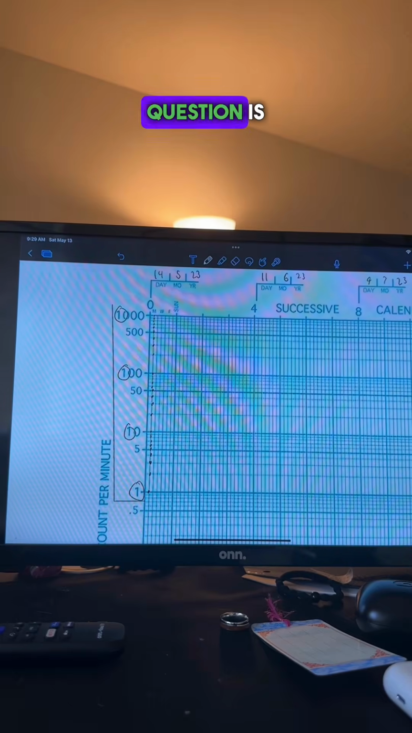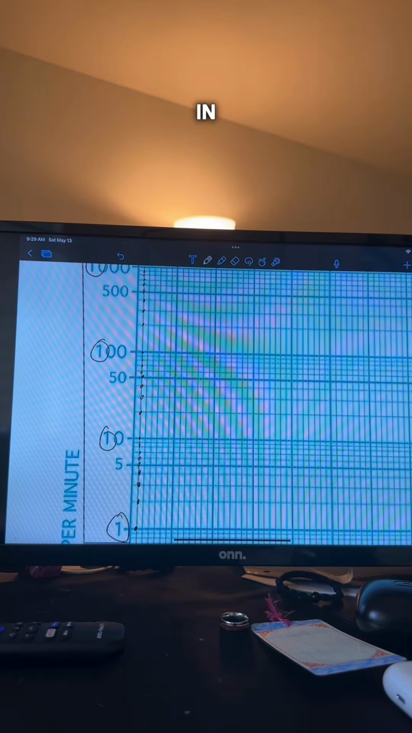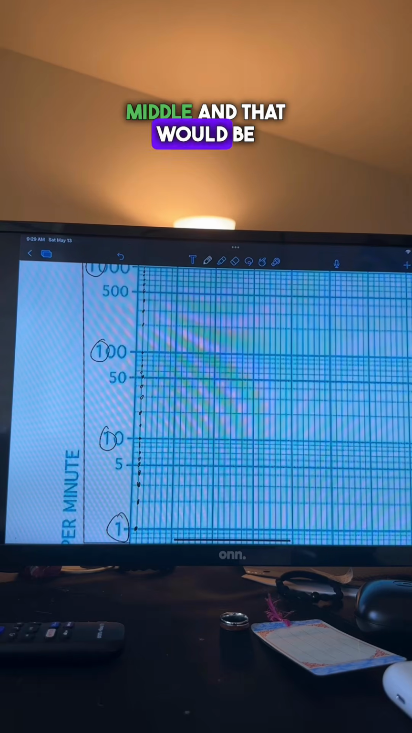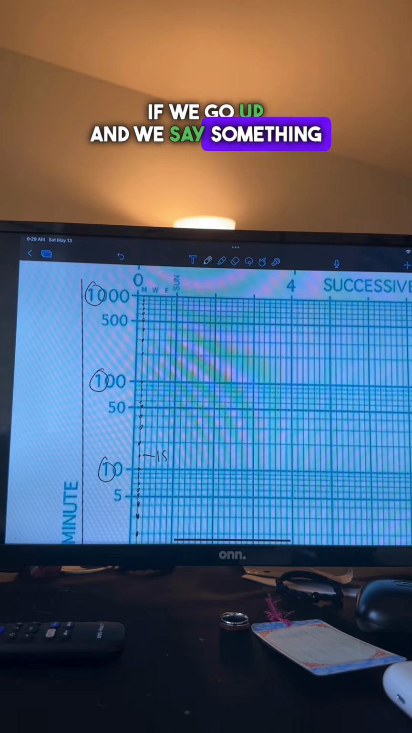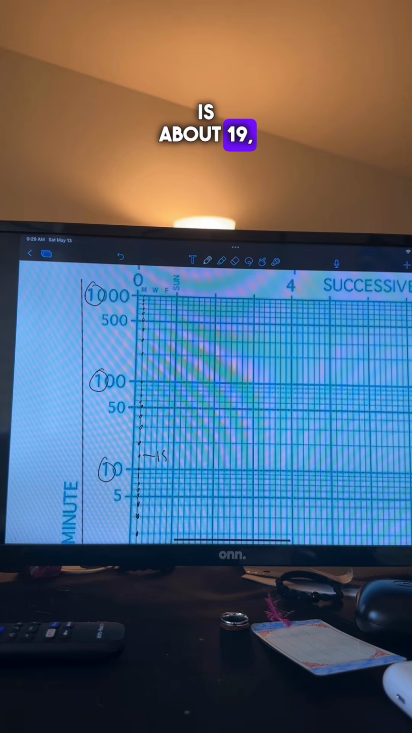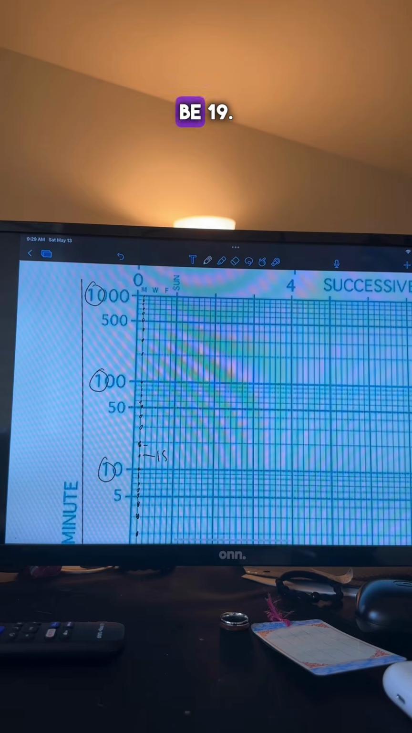Now, the obvious question is what happens if you have something that is, let's say, in between 10 and 20? If it's 15, well, we guesstimate and we put it right in the middle, and that would be 15. Okay? If we go up and we say something is about 19, we would put it right below 20. So that would be 19.